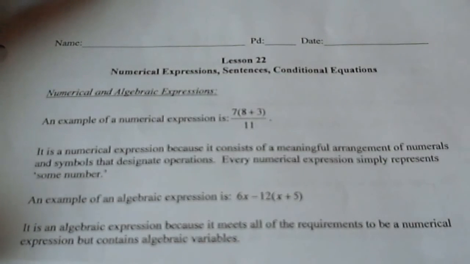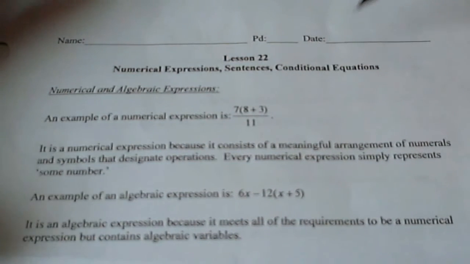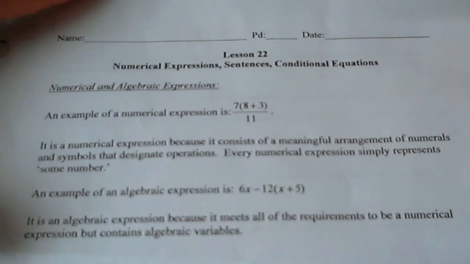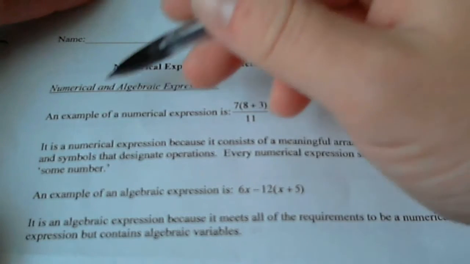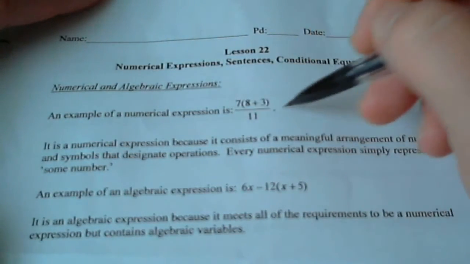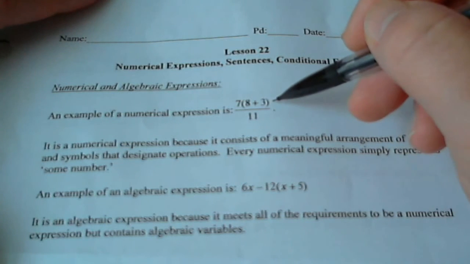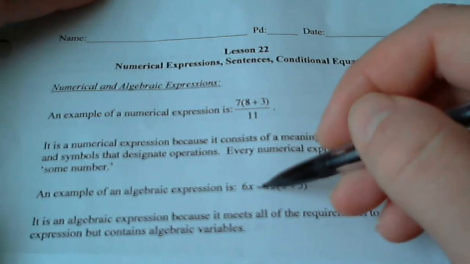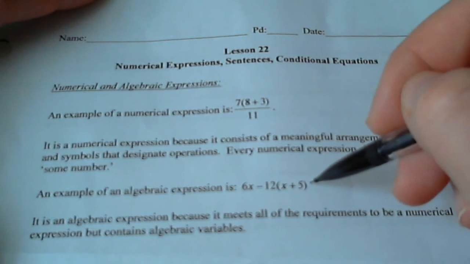Okay, lesson 22 is numerical expressions, sentences, and then conditional equations, which we'll get to in a minute. The first thing we should do is talk about numerical and algebraic expressions. Here's an example of a numerical expression, 7 times 8 plus 3 divided by 11. Here's an example of an algebraic expression, 6x minus 12 times x plus 5.